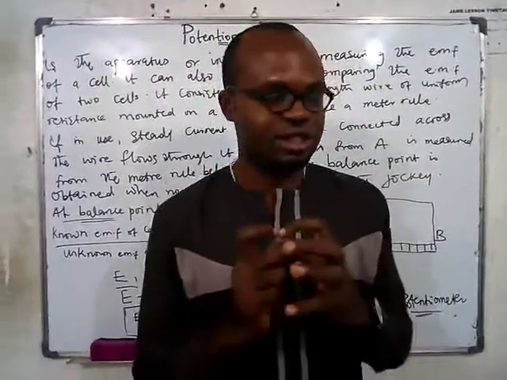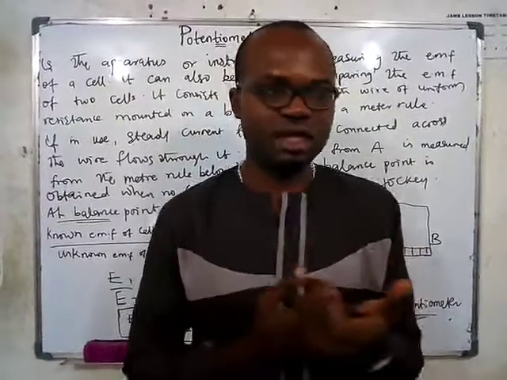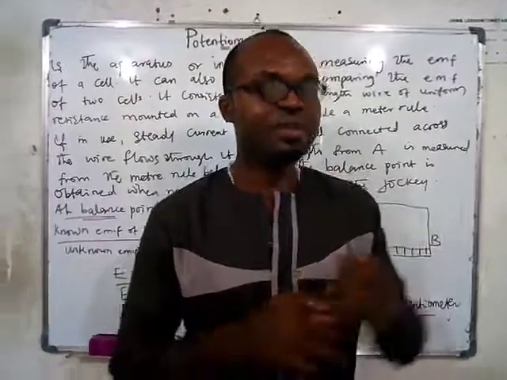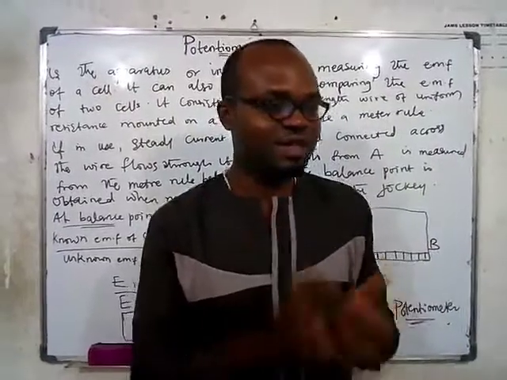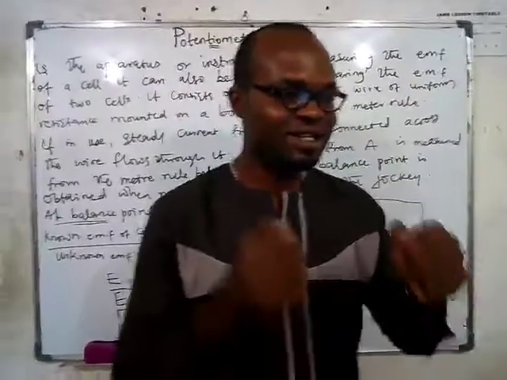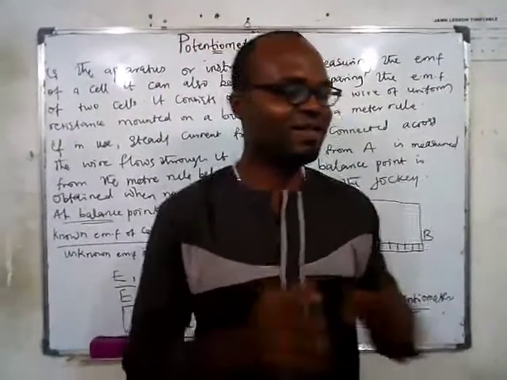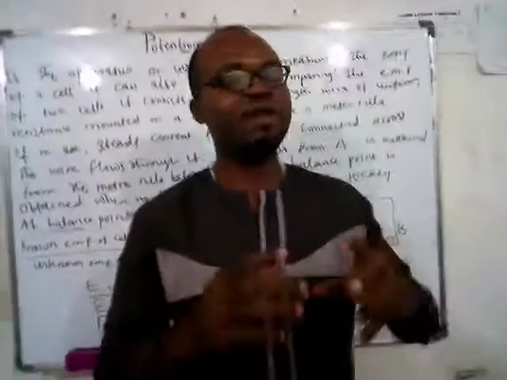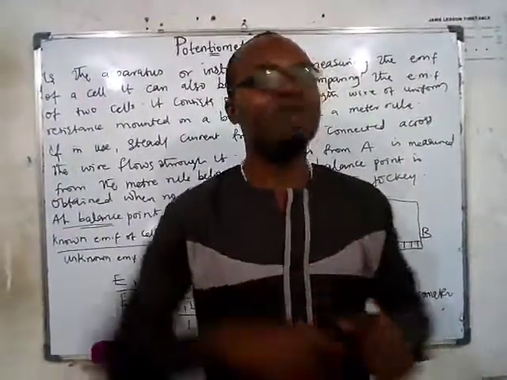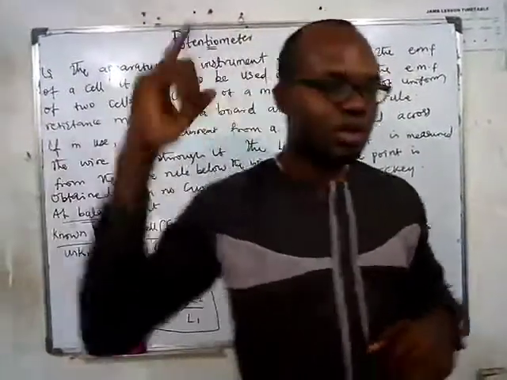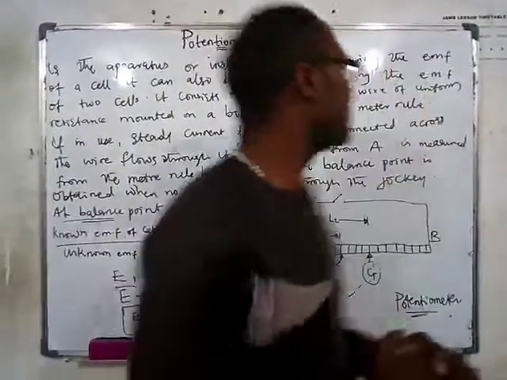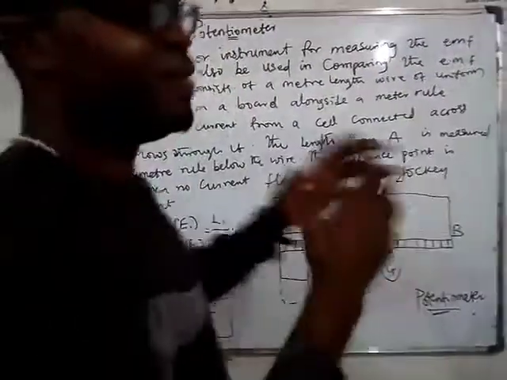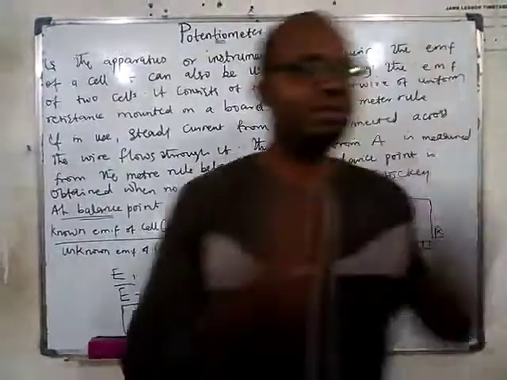If you have a battery that works with a torchlight, and you want your torchlight to glow very well, you need to put a battery that has very high e.m.f. The cell has to have high e.m.f. e.m.f. is the energy that will enable the bulb to glow, or that will enable the current to flow. So how do you measure this e.m.f. of a battery or a cell?